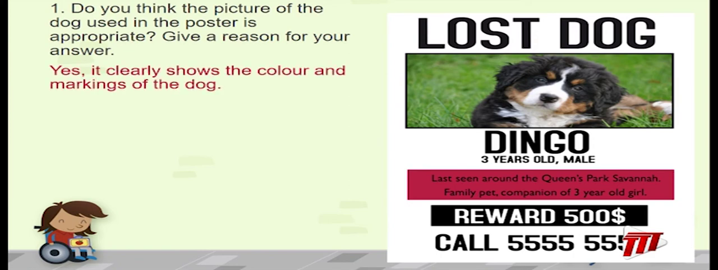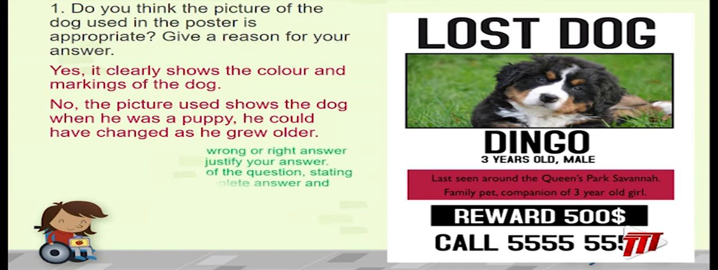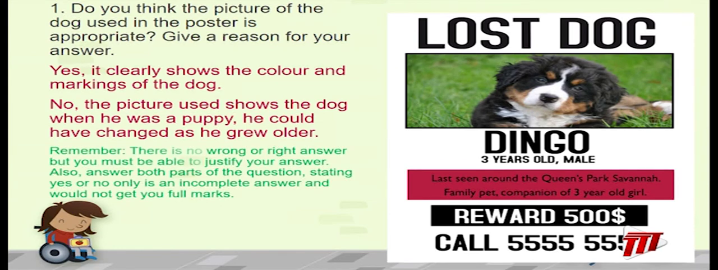we could say, yes, it clearly shows the color and markings of the dog, or we could say, no, the picture used shows the dog when he was a puppy. He could have changed as he grew older. Both answers are correct, and remember, because you were asked your opinion, there is no wrong or right answer, but you must be able to justify the answer that you gave.